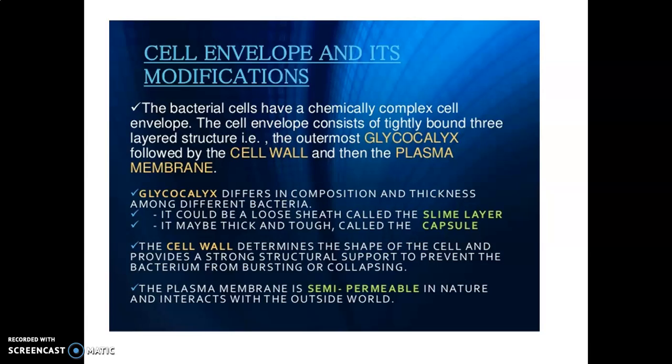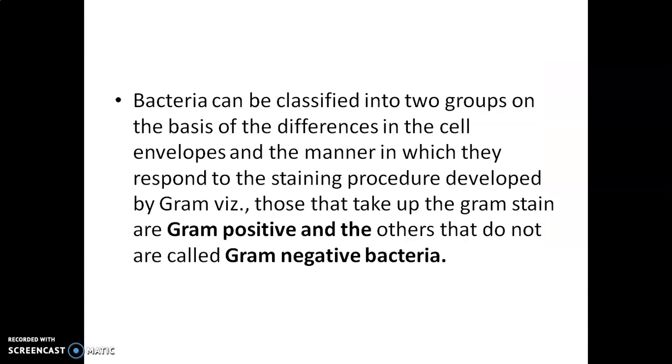Children, so if a question is asked to write about the cell envelope, you have to write about glycocalyx, cell wall and plasma membrane. These are the three envelopes of the prokaryotic cell. Clear, children? Then an important thing, bacteria can be classified into two groups on the basis of the differences in the cell envelope and the manner in which they respond to staining.